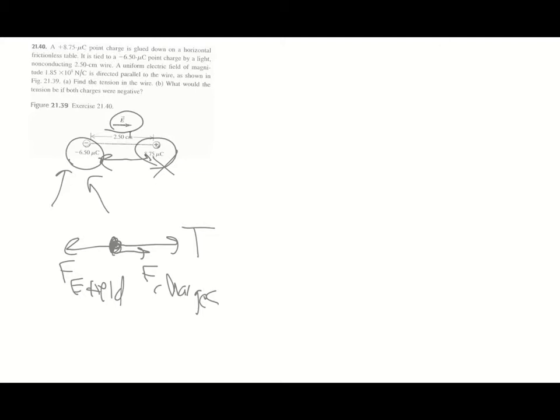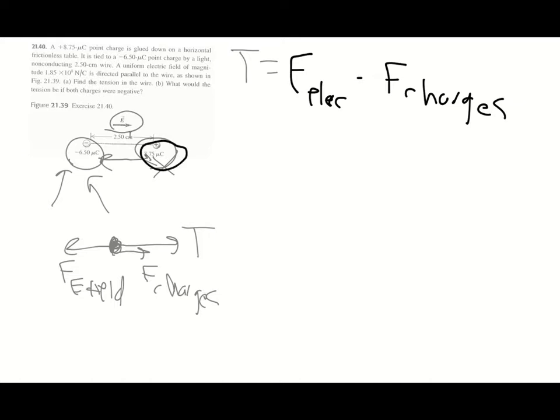The difference between those is going to be the tension, because it's not going to move. So the tension is just going to be the force of the electric field on the negative charge minus the force between the charges. Now, why doesn't this one matter in terms of the force from the electric field on it? Well, it's glued down to the table. That charge is glued down. So no matter what happens, it can't move. These are all going to be big forces, but glued down implies it's not going to matter.